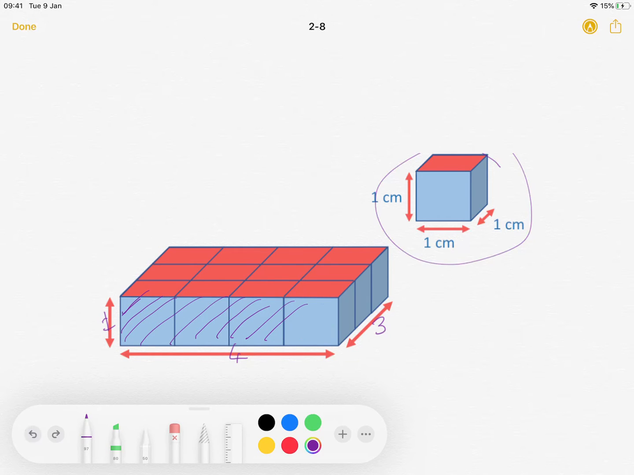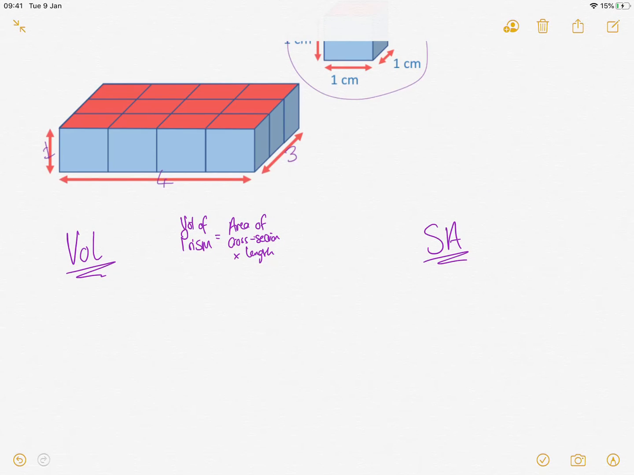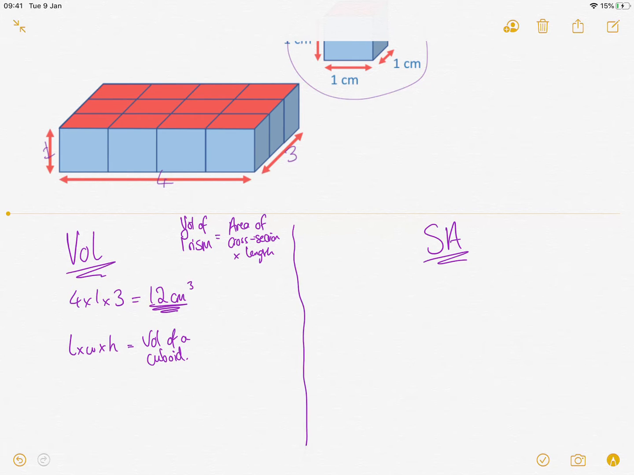So, let's just get rid of those. To work out my volume, 4 times 1 times 3, which is 12, what would it be, centimetres cubed. The formula for any cuboid then is length times width times height. It gets you the volume of a cuboid. Right, surface area. Maybe you just want to have a go at it before I go through it, so you can pause the video and then I'll go through it. Make sure you get both of these down in your book.